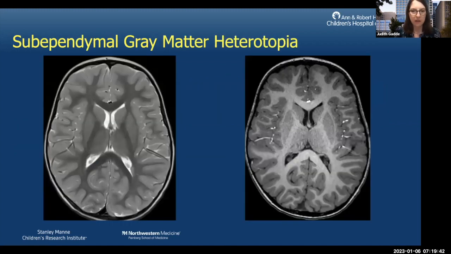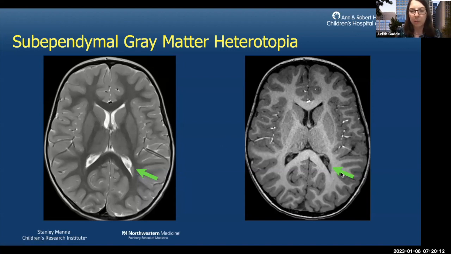So here we have an example on the left of an axial T2, and then on the right, an axial 3D T1. Quickly scrolling through this would probably say that it's normal, but if you look closely here next to that atrium of the left lateral ventricle, we can see this gray matter signal. So you should never have gray matter signal along the ependymal surface of the ventricles. These often will occur along the lateral ventricles, so make sure you take a close look.